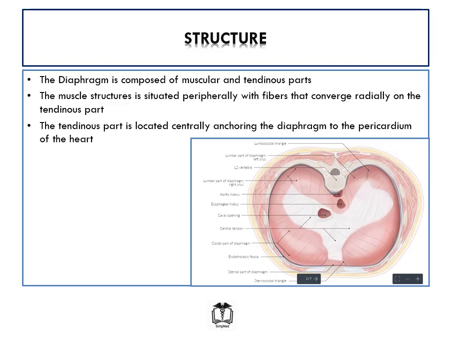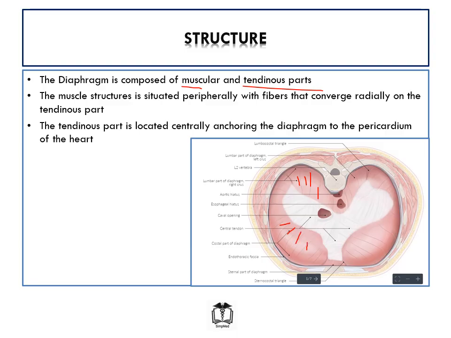Structurally, the diaphragm is described as a musculotendinous structure. That means it's composed of muscular and tendinous parts. The muscle structure of the diaphragm is found at its periphery, at its edges. The fibers tend to converge radially on the tendinous part. So we have the muscular parts fanning out, as shown here. So these areas are the muscular part of the diaphragm. You can see them fanning out, but eventually they tend to converge and meet at the tendinous part.